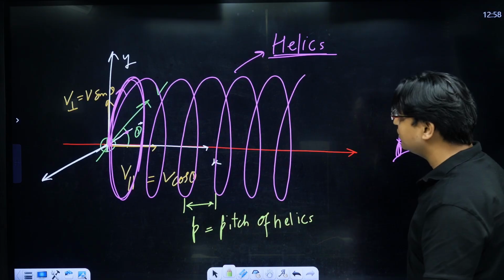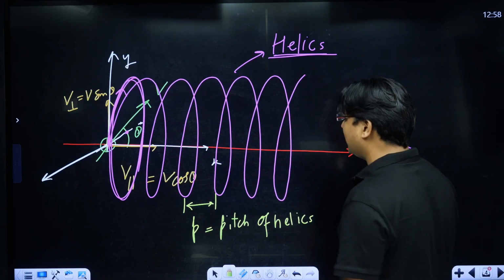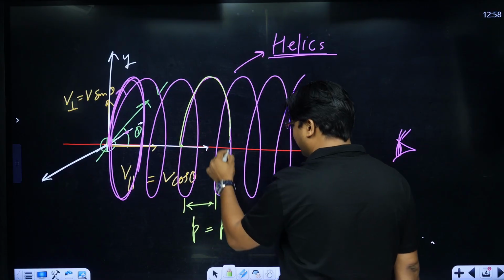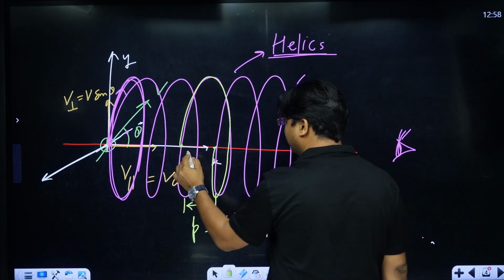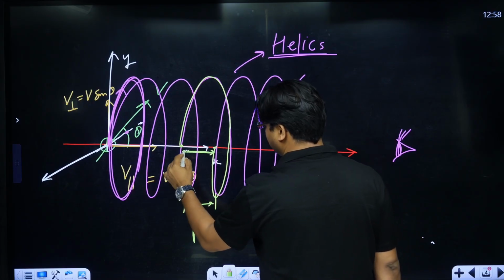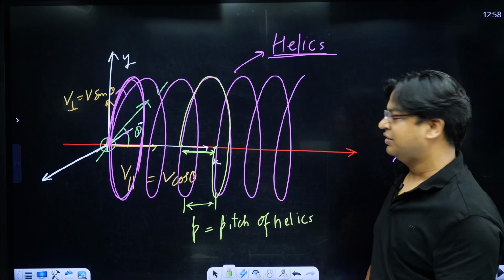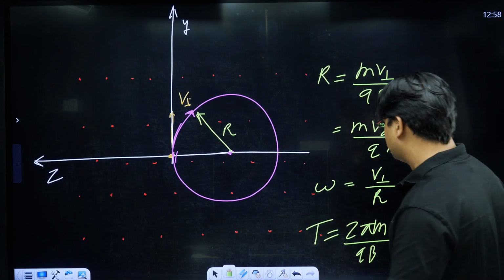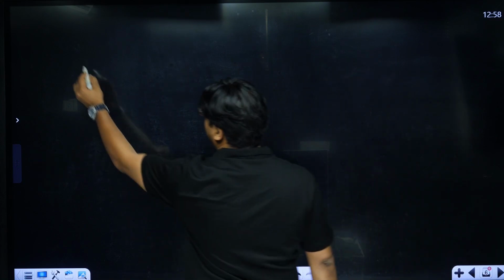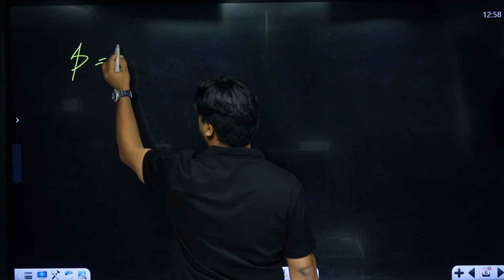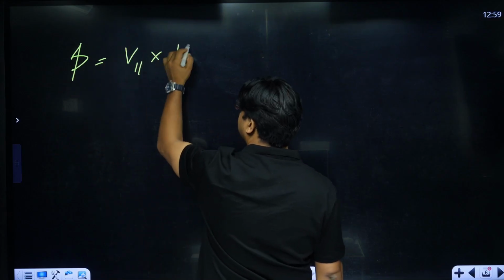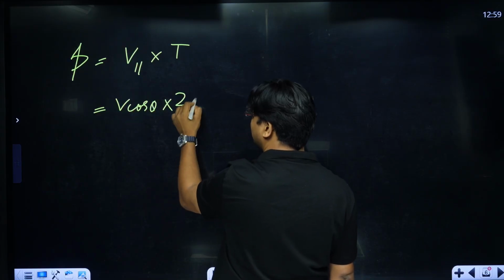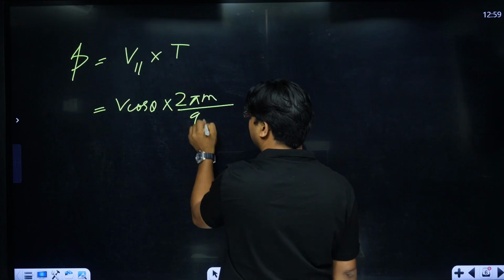So how do we calculate pitch? Can we say that pitch would be the distance covered by the particle in one rotation, as it completes one circle, and in this direction the particle is traveling with a constant speed of v cos theta? So we should be able to write the pitch of the helix as v parallel into the time period. So it will become v cos theta into 2 pi m by qB.